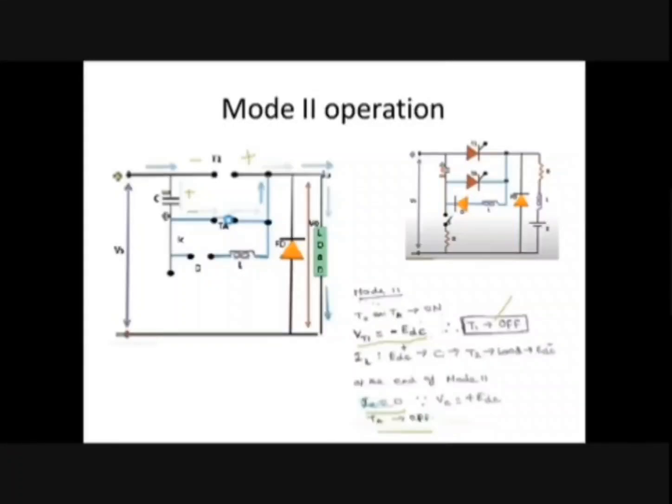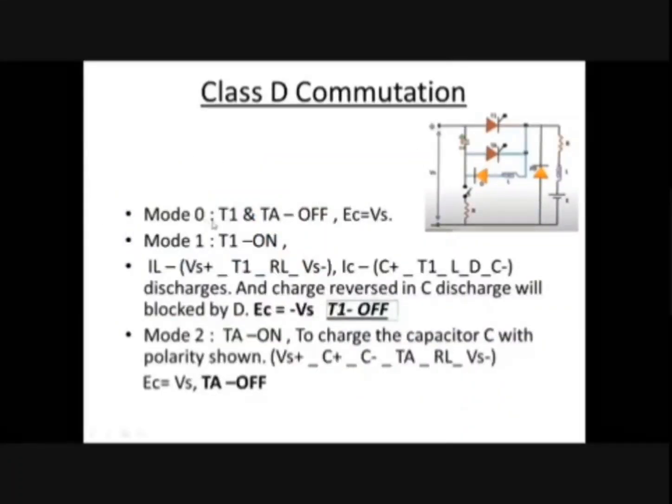You can see I have given the statement. Mode 0, both the thyristors remain in off state. Voltage across the capacitor is plus Vs. Both the thyristors are in off state. T1, T are off. Voltage across capacitor is Vs.